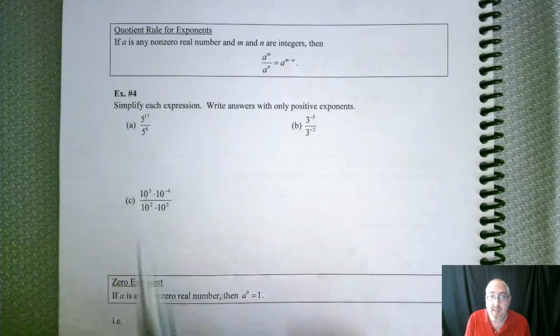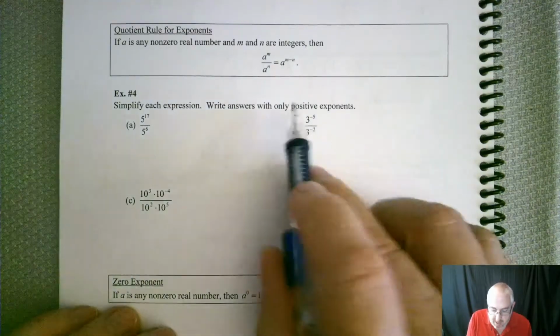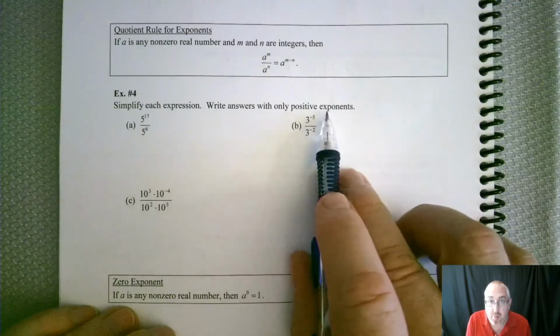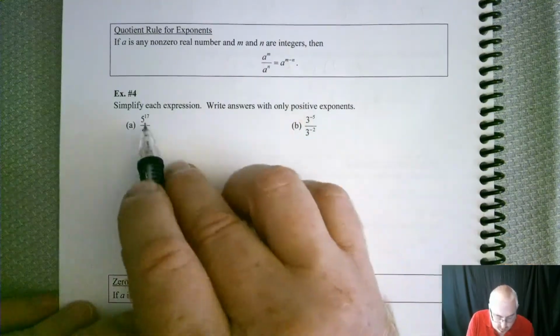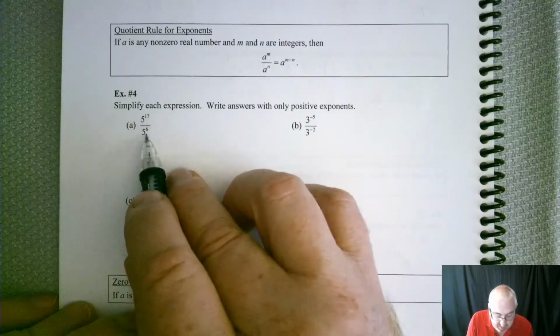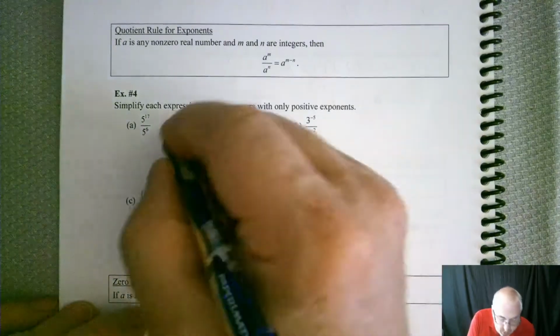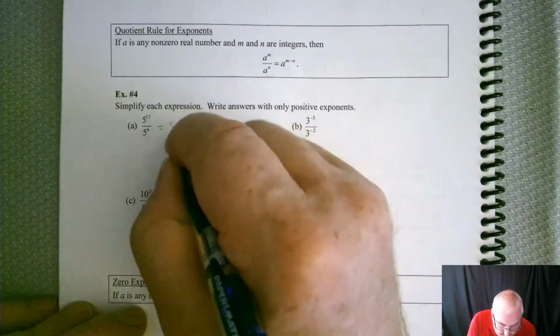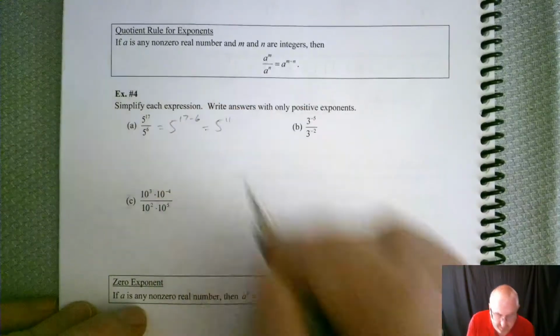It's pretty quick with the process, but obviously with the negative exponents, we want to be a little bit careful. And typically they like to only have answers with positive exponents, so that's something to be careful about as well. All right, so this first one, 5 to the 17th power over 5 to the 6th power, nothing weird about that one. We could just flat out subtract. So 17 minus 6, which is 5 to the 11th. Done.